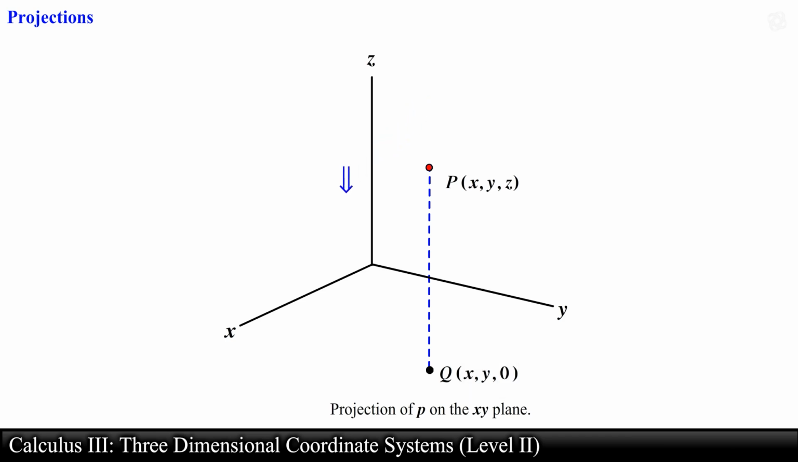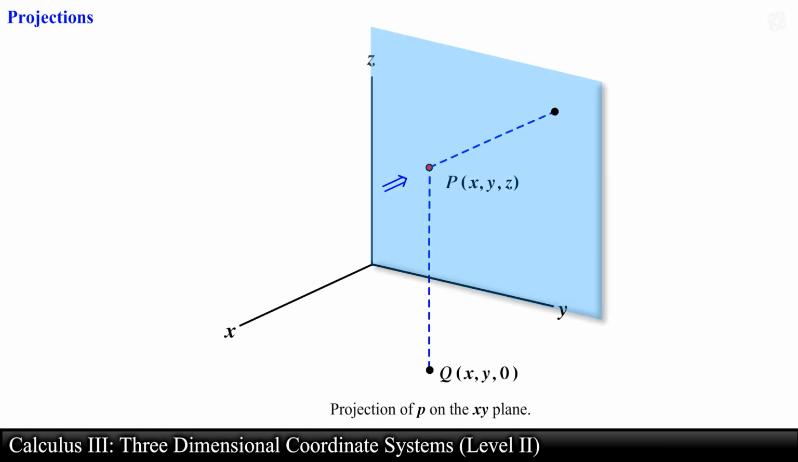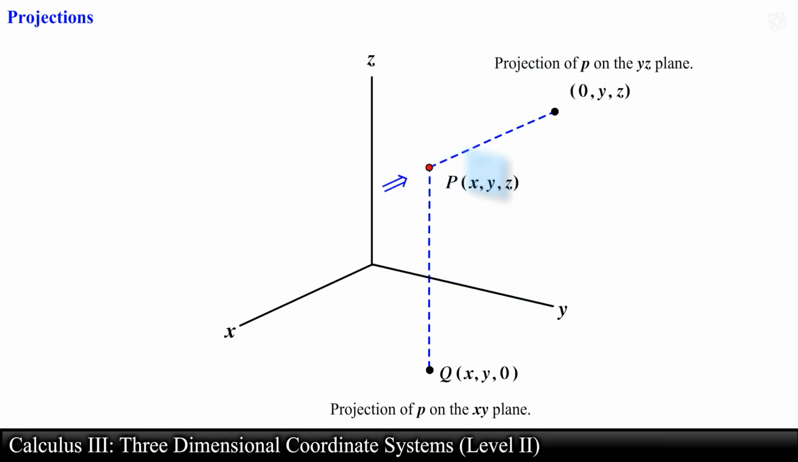Now, if I were to look at point P from the first octant, facing towards the yz plane, and I shine a light at point P, it will cast a shadow directly across point P. This is the projection of P on the yz plane, and has the same y and z coordinates as point P, but has an x coordinate of 0. The equation of the yz plane is x equals 0, so every point on this plane has 0 as its x coordinate. Let's denote the projection of P on the yz plane as point R, and it will have coordinates 0, y, and z.